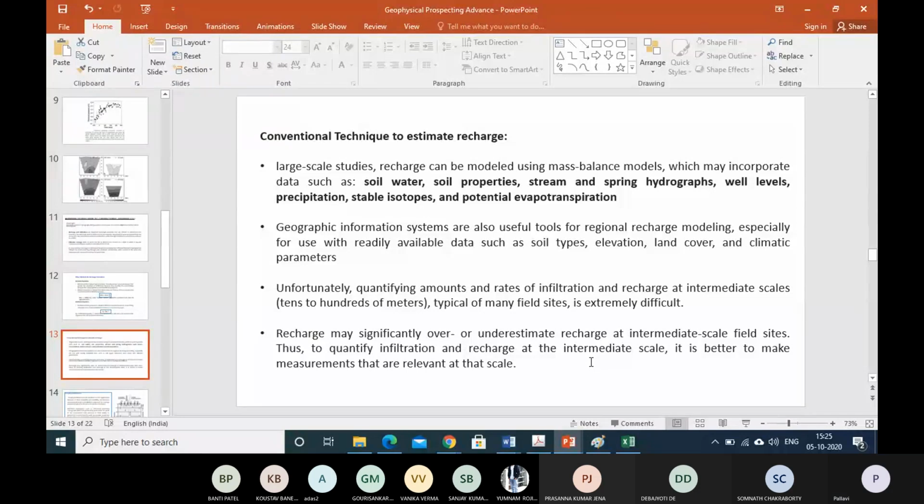And if you are using stable isotopes, that is another way. Potential evapotranspiration or evaporation is a very complicated phenomenon, and it is super difficult to calculate, because it depends on lots of parameters, right?